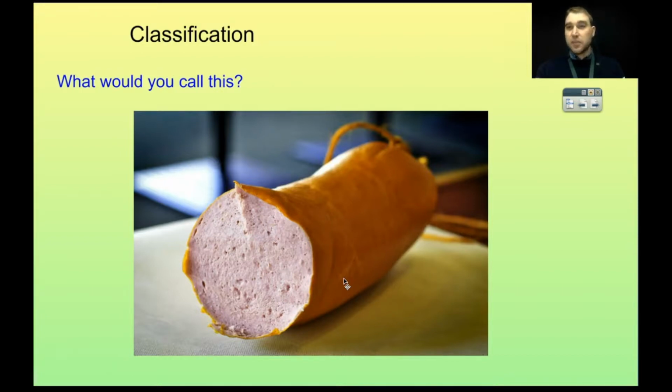South Wales. If you're Italian, you might call it mortadella, which is a very similar, again, luncheon meat, made in a similar way. So this is one thing that has several different names just within Australia, and this is important when we talk about classification.